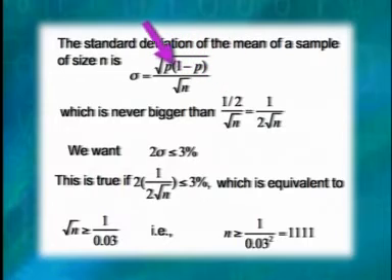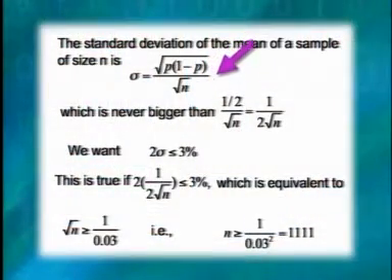Suppose p, remember p is a number between 0 and 1. If p is a half, we have a half times a half. The square root of a half times a half is a half. If we have a number like p equal to 0.6, then we have 0.6 times 0.4, which is 0.24, which is less than 0.25, and so its square root is smaller than a half. So this value here is never bigger than a half.